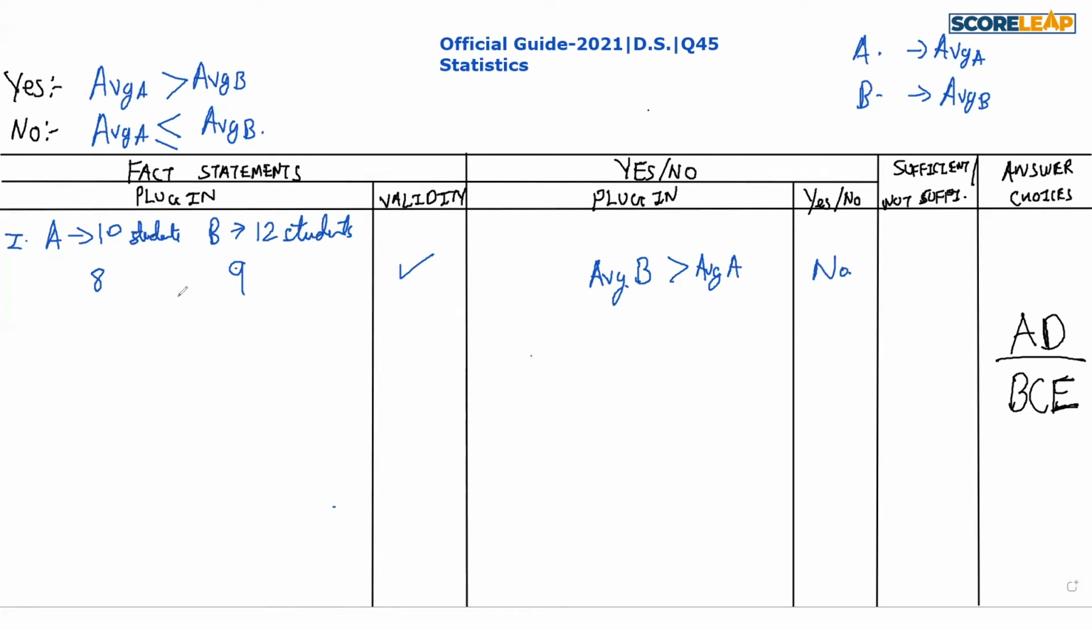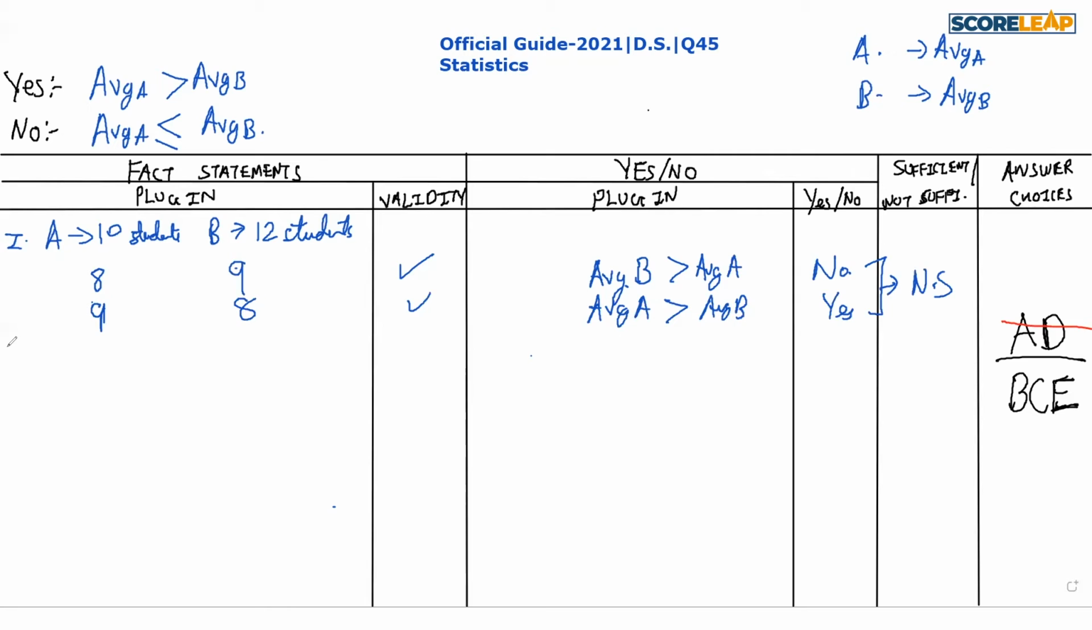Can I get a yes? Yes, I can get a yes. Let all the students of group A score 9 and let all the students of group B score 8. We can reverse the digits, right? So it is clearly average of group A greater than average of group B. So I got a no, yes over here. When I get one yes and one no, that statement is clearly not sufficient. Whenever statement 1 is not sufficient, we cross AD.